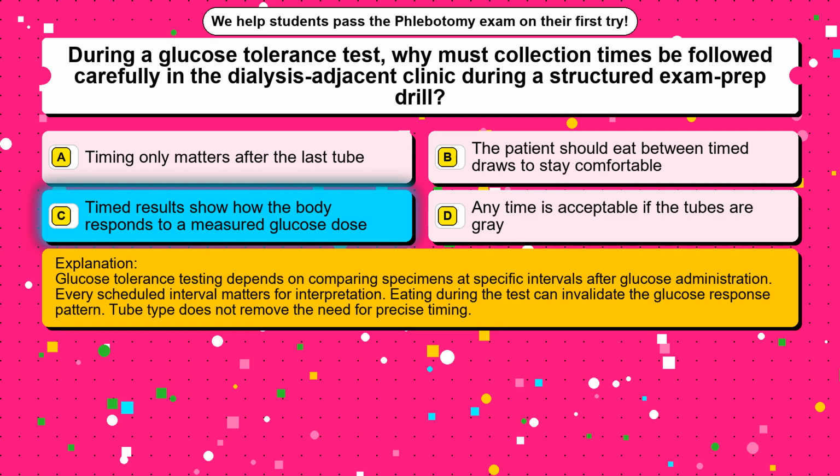Glucose tolerance testing depends on comparing specimens at specific intervals after glucose administration. Every scheduled interval matters for interpretation. Eating during the test can invalidate the glucose response pattern. Tube type does not remove the need for precise timing.